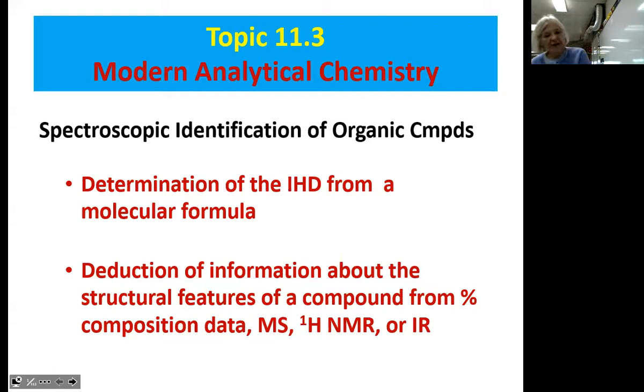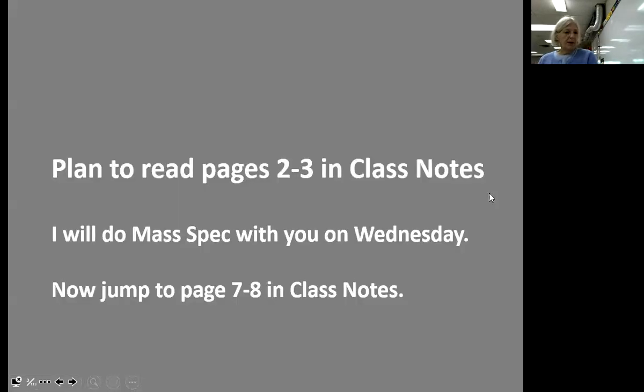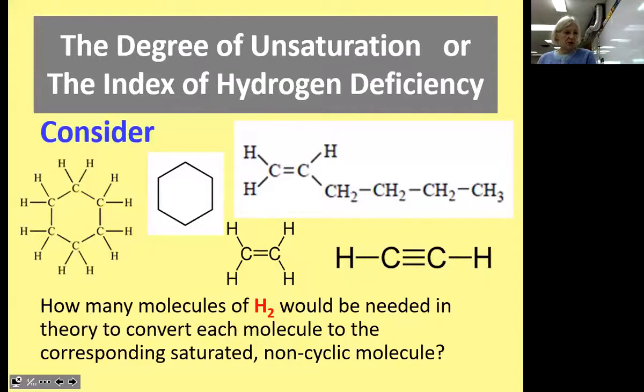So here is the first slide that I was talking about, being able to understand how to get the index of hydrogen deficiency and the 3 instruments that I'll teach you. Then this is the cover of your class packet that I'll talk to you more about when we're together. Plan to read in these class notes, your class packet, pages 2 and 3. It has good background material. I'll talk to you about mass spec when we're together on Wednesday. But now, if you would jump to page 7 and 8 in your class notes, I'll proceed with that information.